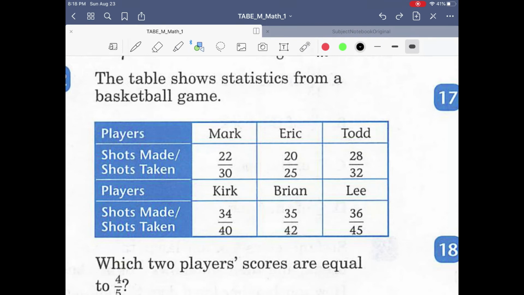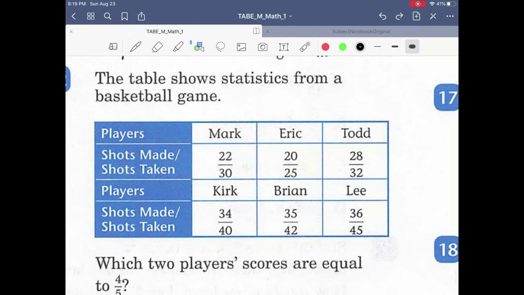We can still work with it. So it shows me players and then the fraction of shots made to the fraction of shots taken. So this is a common basketball statistic. If you play basketball or you watch it, you look at that shot percentage, and that's found by dividing the shots that you make by the shots that you attempt.